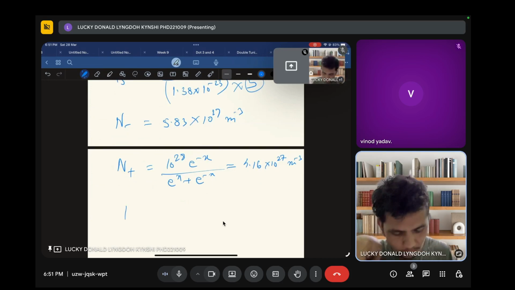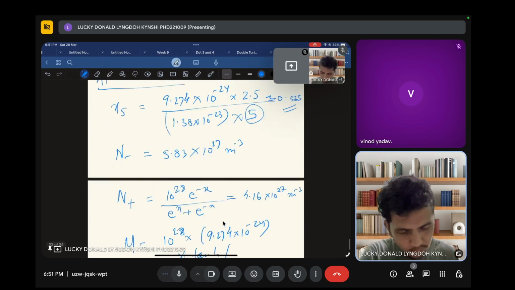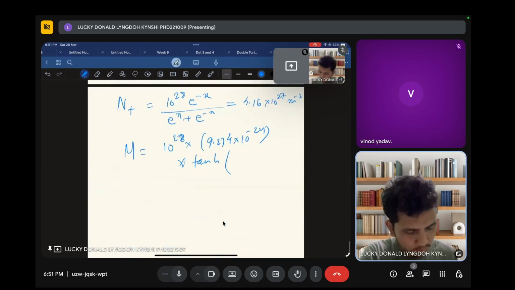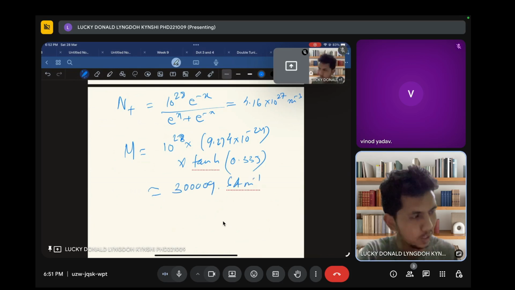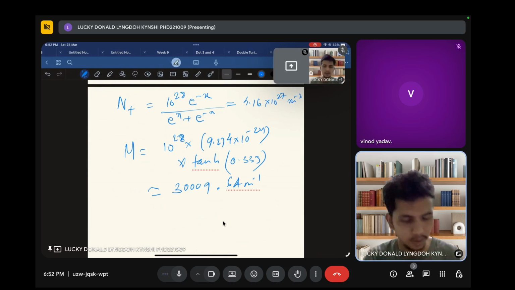Okay, and similarly for M also, you have 10 power 28 into 9.274 into 10 to the power minus 24 into tan hyperbolic of, at 5 Kelvin, you have this 0.335, and this is approximately equal to 3. Okay, you can just cross check the calculation, but I hope it should be more or less correct. So 1, 2, 3, yeah, sorry, it should be only 1. Okay, 0.6 meter inverse.